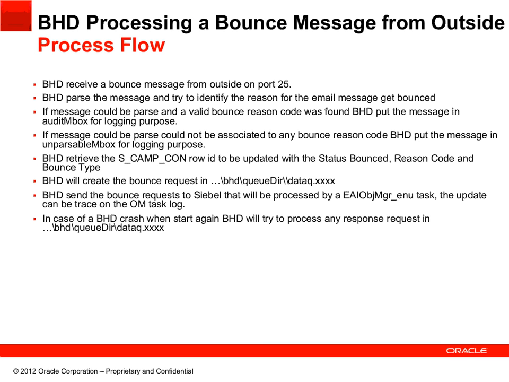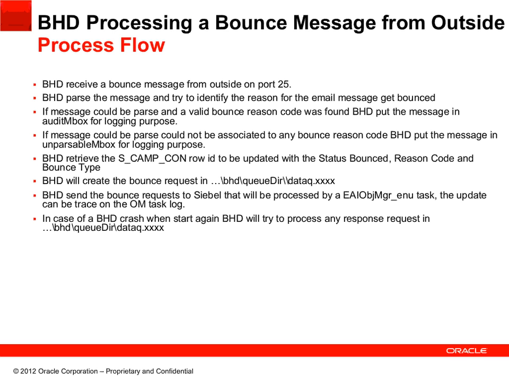Moving on to the process flow of BHD. Whenever BHD receives a bounce message from the internet on port 25, it parses the message and tries to identify the reason for the bounce. If the message could be parsed and a valid bounce reason code was found, the BHD puts that message into the audit mbox, which is used for logging and auditing purposes in the future. In case the message could be parsed but cannot be associated with any bounce reason code, including the inbuilt bounce reason codes, it puts the message into the unparsable mbox.